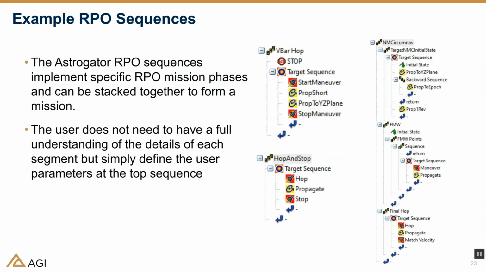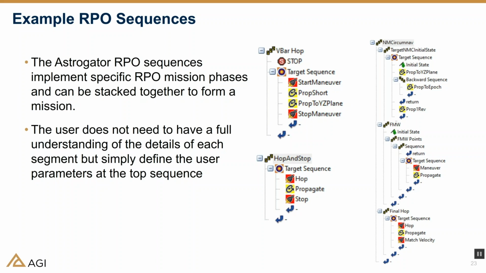Let me just show you a few example RPO sequences expanded. Now, what's under the hood? These are all built-in Astrogator sequences underneath the top sequence. So we're using built-in Astrogator capability to affect these types of proximity operation pieces.